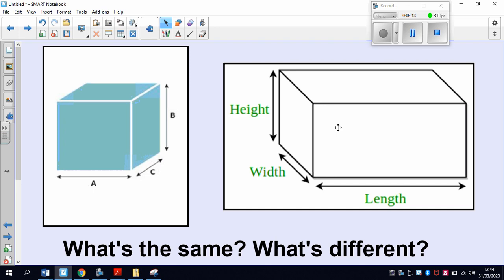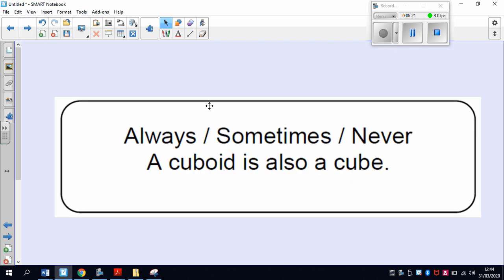So hopefully that's cleared it up a bit now. We know that a cube is a perfectly symmetrical 3D shape, whereas a cuboid is not. But they are similar in lots of ways. Think about this statement now. A cuboid is also a cube. Why don't you let us know in the comments whether that is always, sometimes, or never true. A cuboid is also a cube. Think carefully about that before you answer.